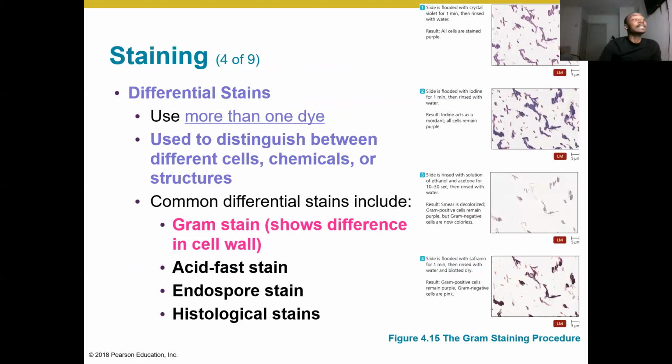Okay. Staining that I talked about earlier, right? If we use differential staining, right, that's using more than one dye. Simple staining is one dye. Differential staining is more than one dye, 2 or more dyes, right? So differential stains are used to distinguish between different cells, chemicals, or structures. Remember, gram staining, notice I was pink. Gram staining shows differences specifically in the cell wall, right? It's either gram-positive cell wall or gram-negative cell wall. But again, gram staining shows differences in the cell wall, okay?